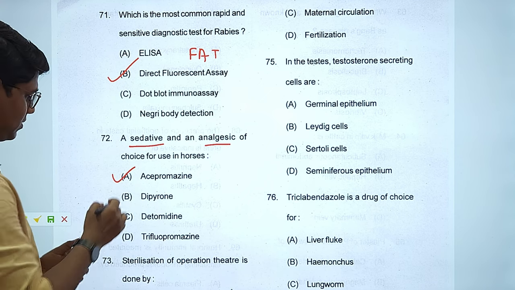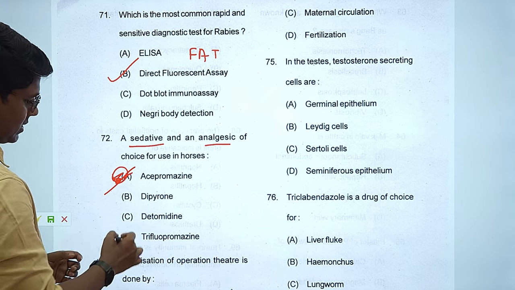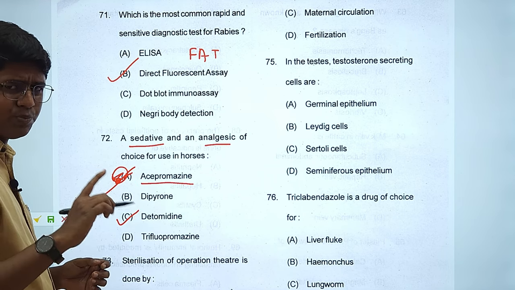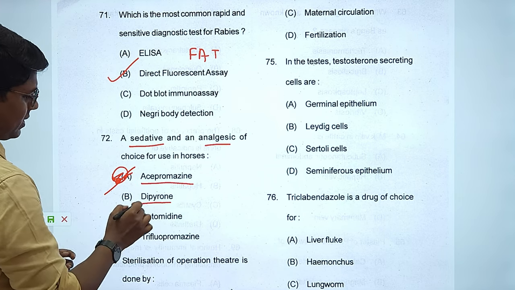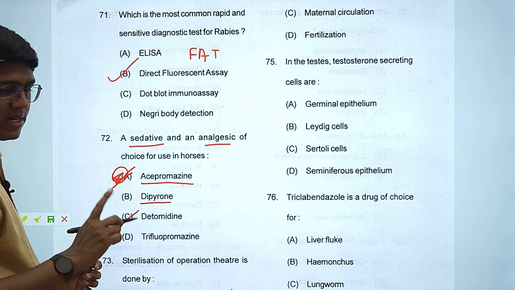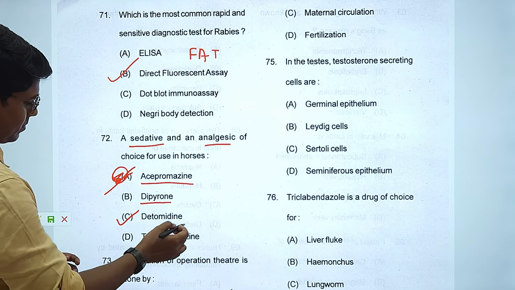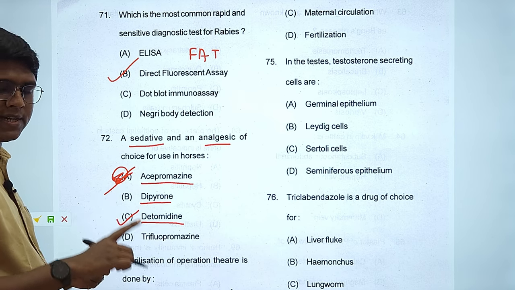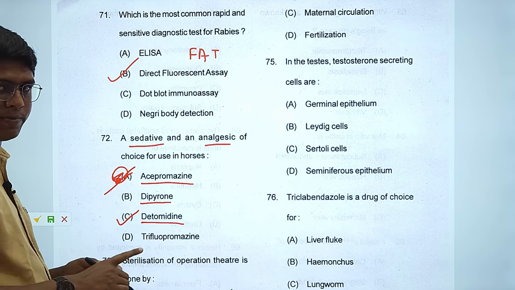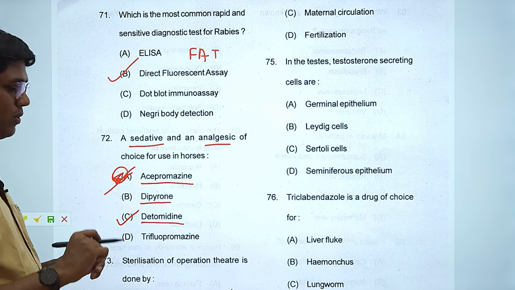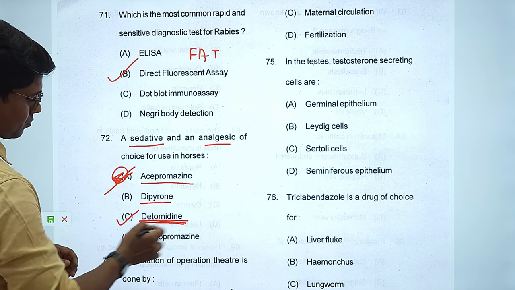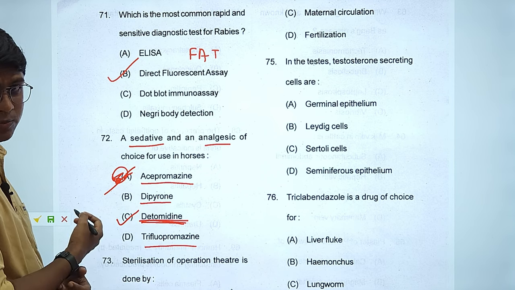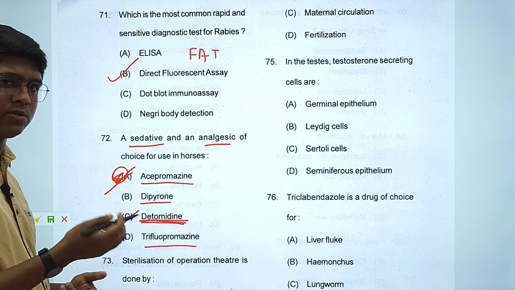Acepromazine is a phenothiazine, sorry, the answer is not this one, the answer is detomidine. Acepromazine is a phenothiazine group, very poor analgesic. Dipyrone is analgesic but it does not have any sedation, it also has muscle relaxation property. Detomidine is an alpha 2 agonist. Xylazine, detomidine, medetomidine, dexmedetomidine, romifidine, these are basically the alpha 2 agonists. Okay, so detomidine is the answer. Triflupromazine is in the same group as acepromazine, that is phenothiazine group, it is a poor analgesic.